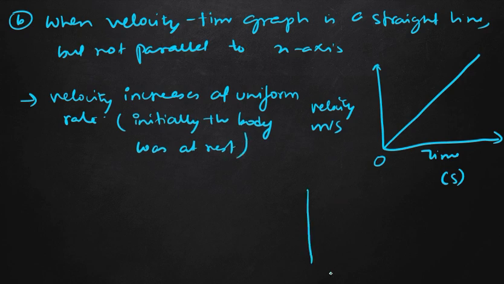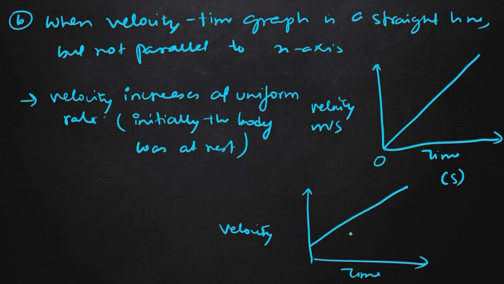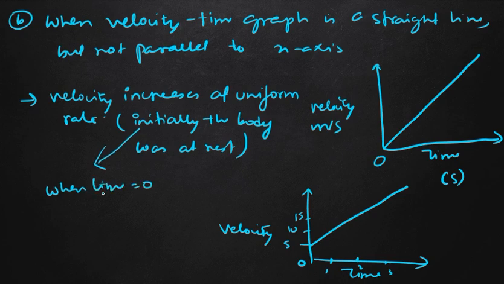But if we draw the same diagram, suppose the velocity starts from here, a straight line, but it starts from here. Suppose the positions are 5, 10, 15. You can check it from the book also, from the graph. What is the meaning of initially? Initially means when our time is equal to 0. So when time is 0, the body was at rest. Rest means at the position of 0.